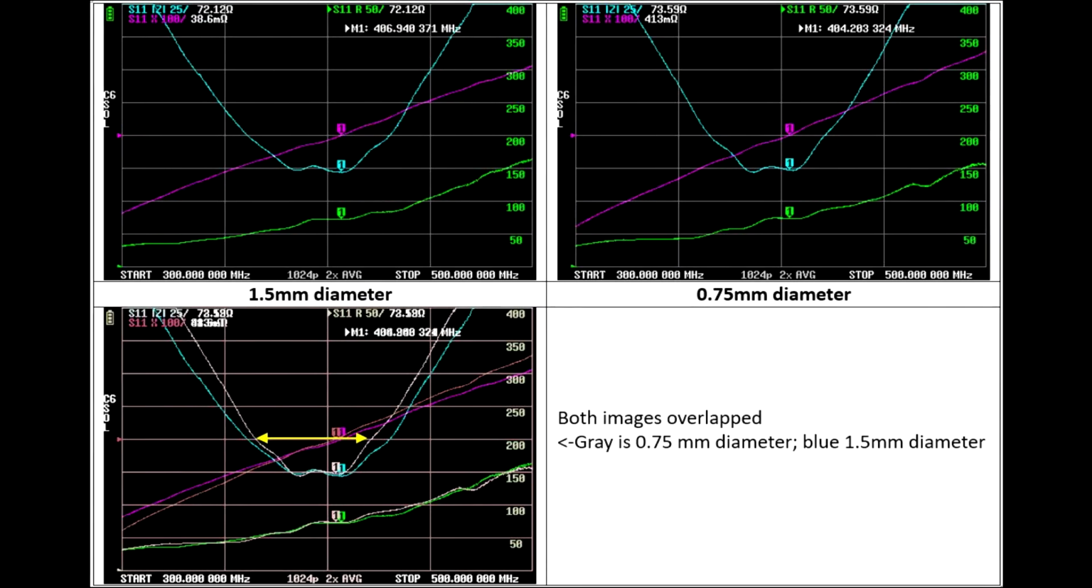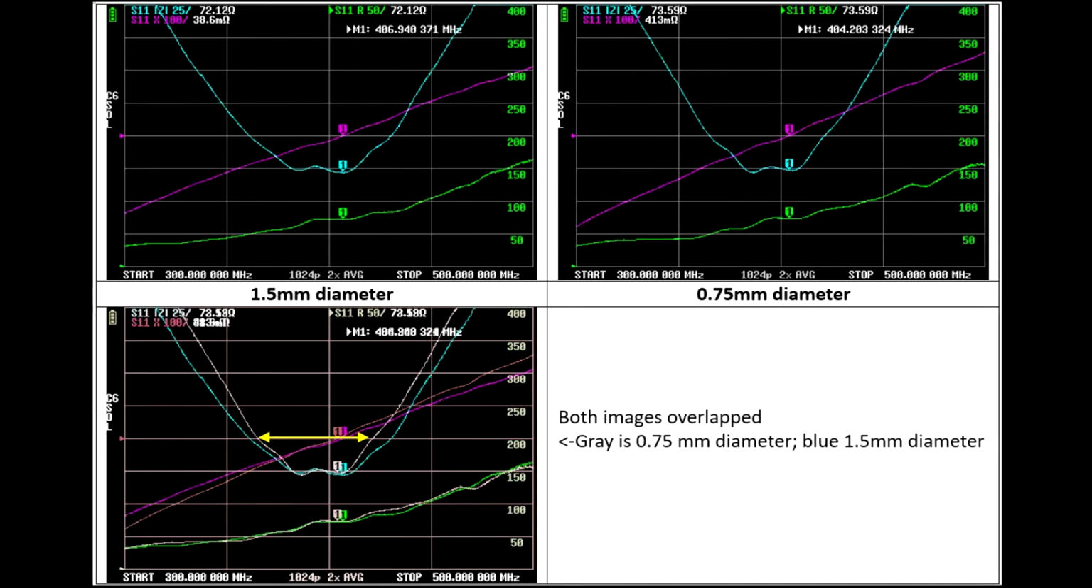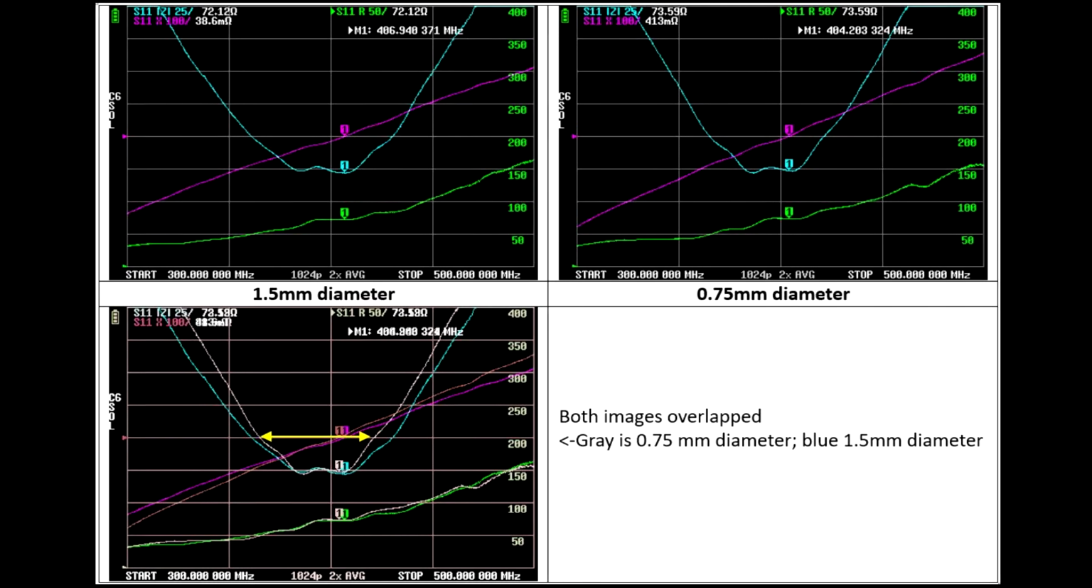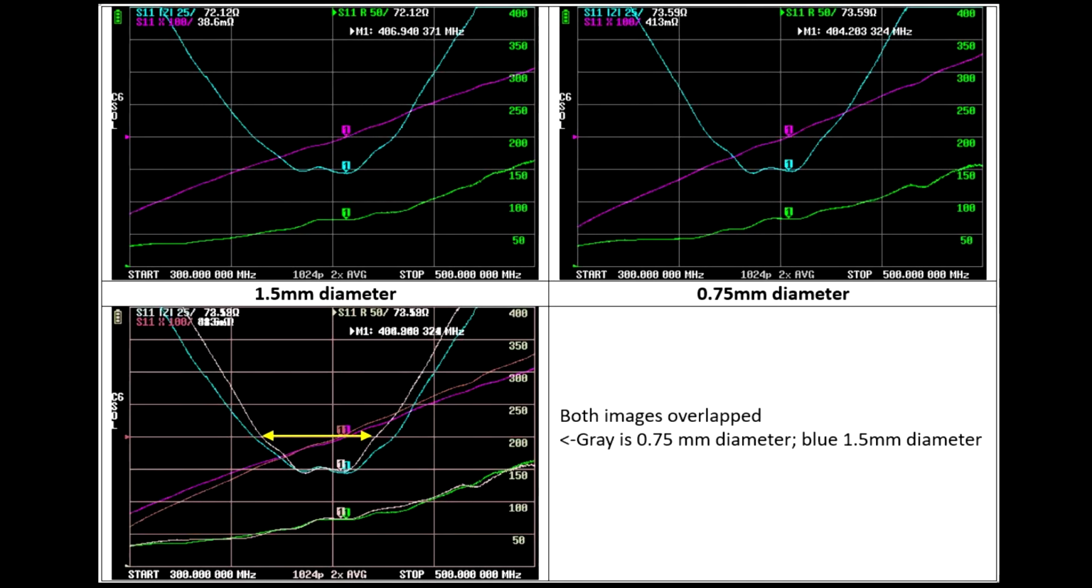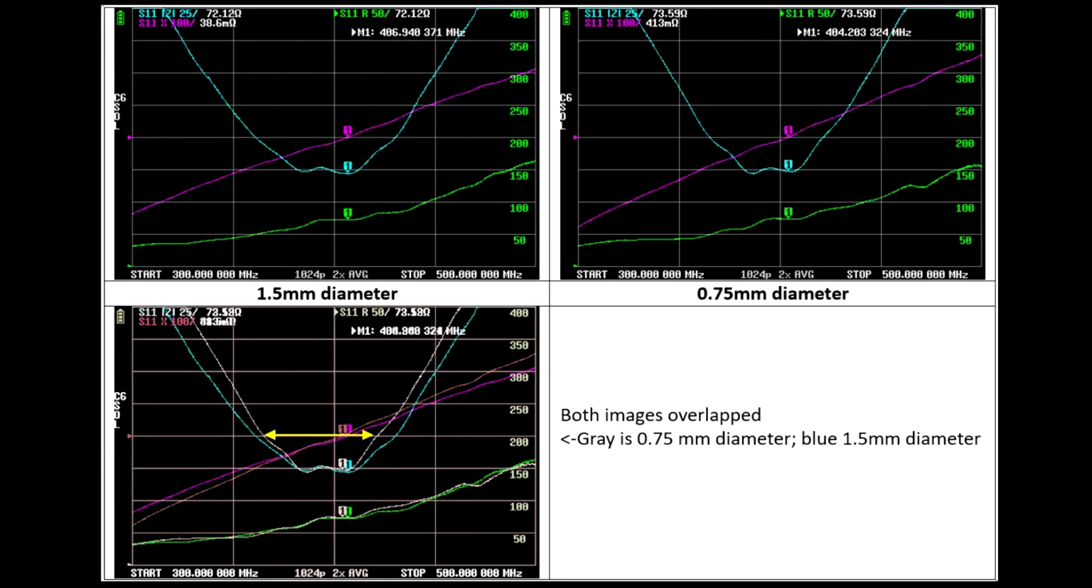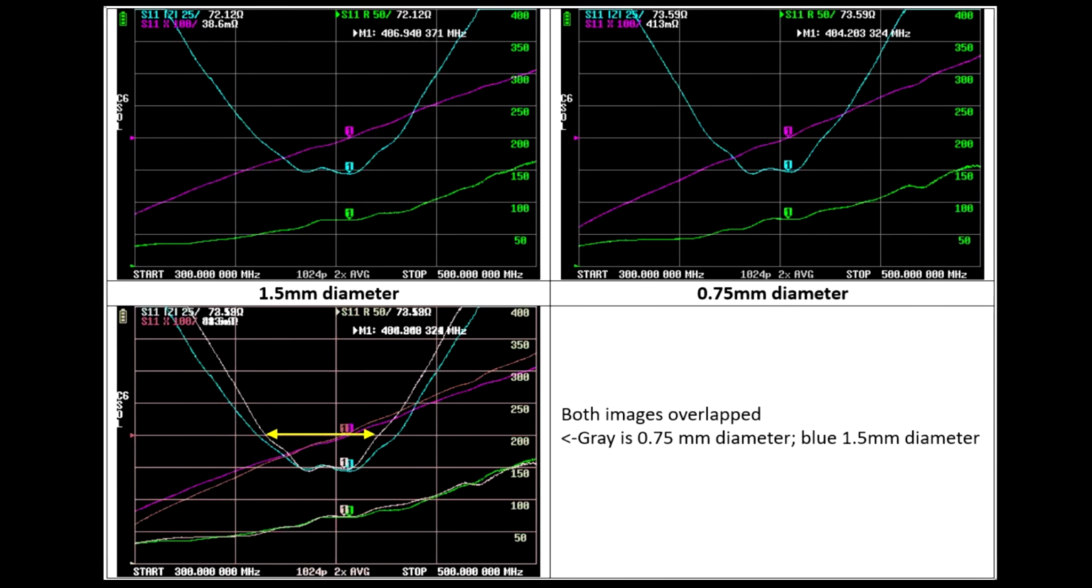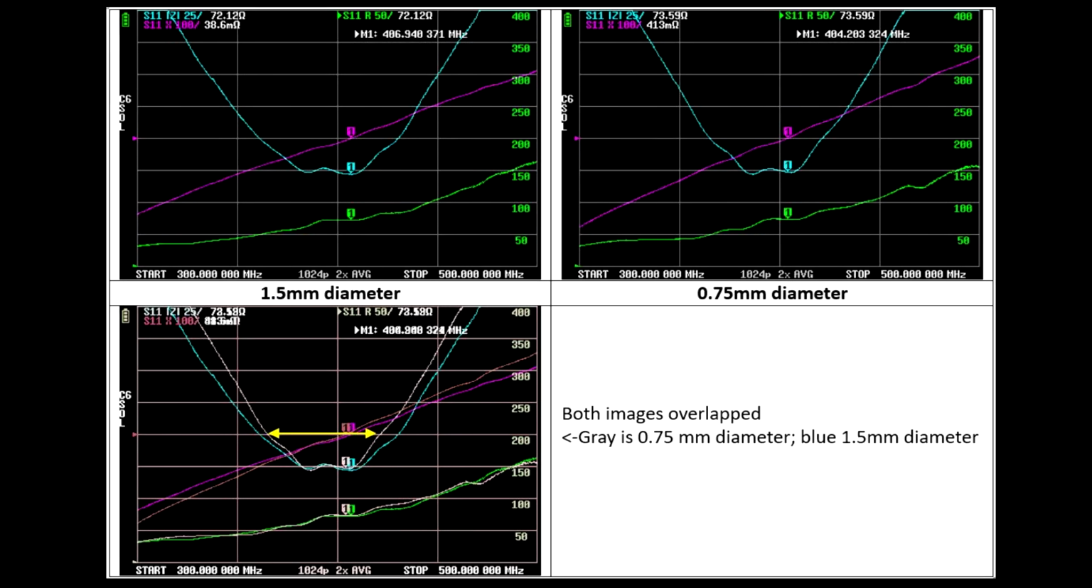But what can be noticed though from the two measurements is that the bandwidth does indeed change. So when we look at both of these measurements, the thinner wire has a narrower bandwidth compared to the thick wire antenna. Now, the resonance frequency of the antenna will be impacted by its length and diameter.